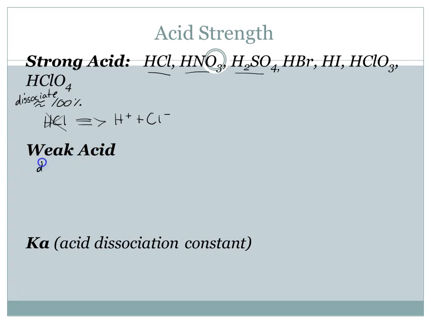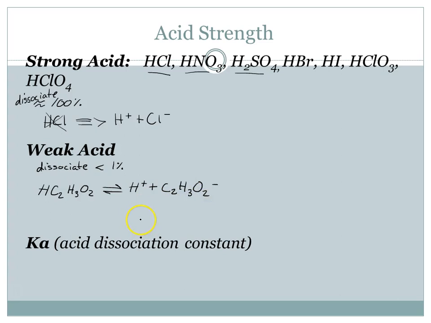Weak acids, on the other hand, will dissociate pretty much less than 1%, so they hardly dissociate at all. Some will be a little bit more than that, and some will be a little bit less, but they slightly dissociate. So for instance, acetic acid, HC2H3O2, is found in a state of equilibrium. So let me write the equilibrium reaction there.